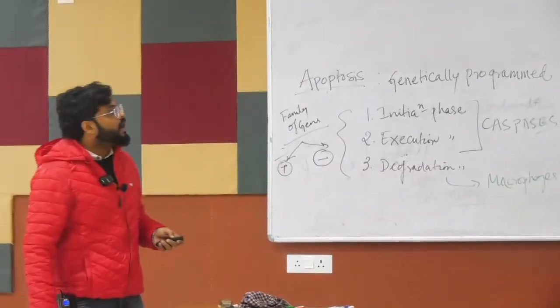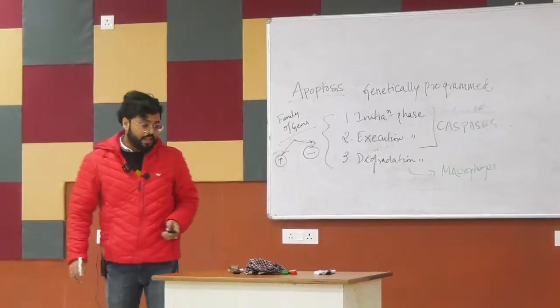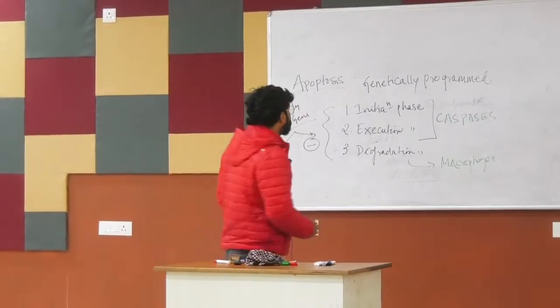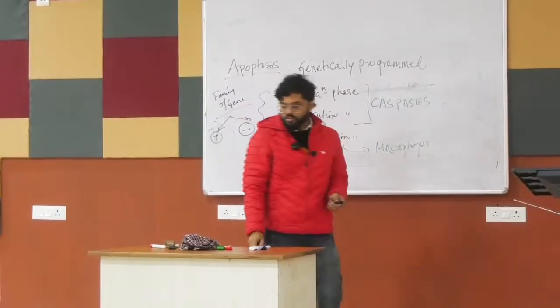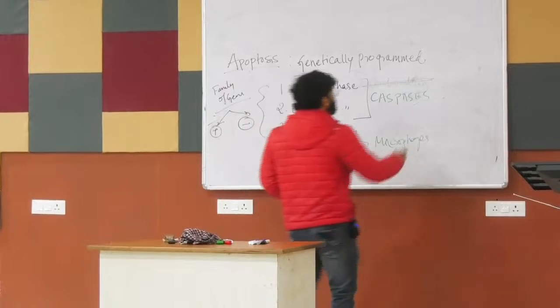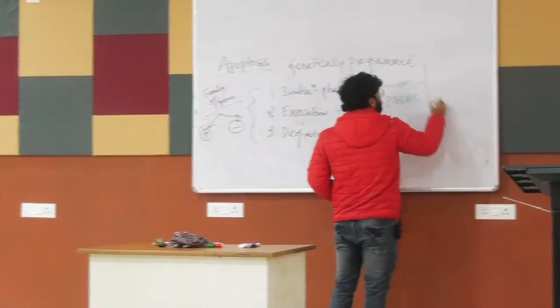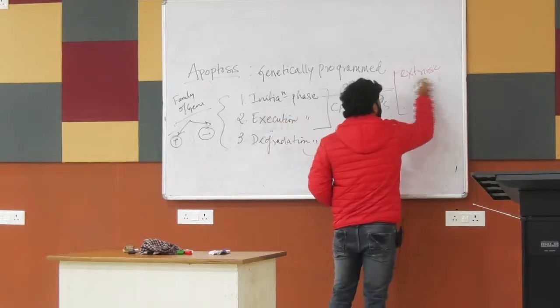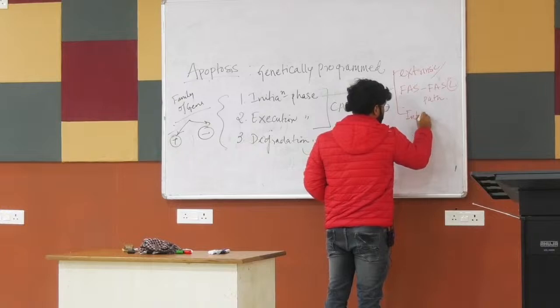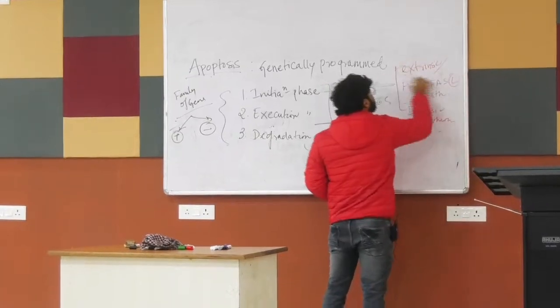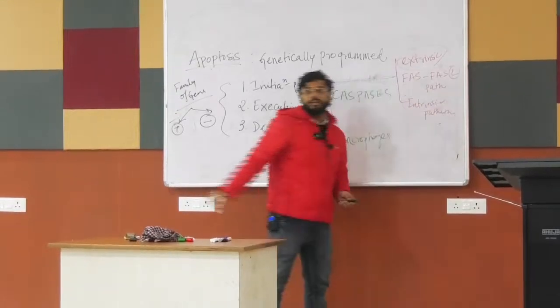So how does the initiation of apoptosis occur? There are two pathways by which apoptosis can start. Either the extrinsic pathway, or the intrinsic pathway. Why is it called extrinsic? Why is it called intrinsic?